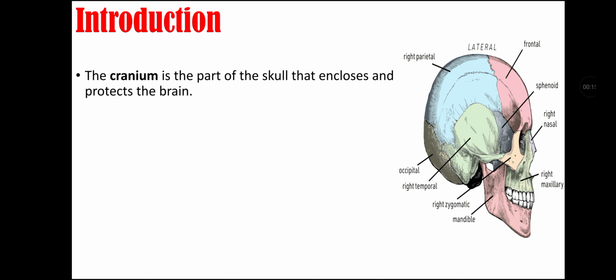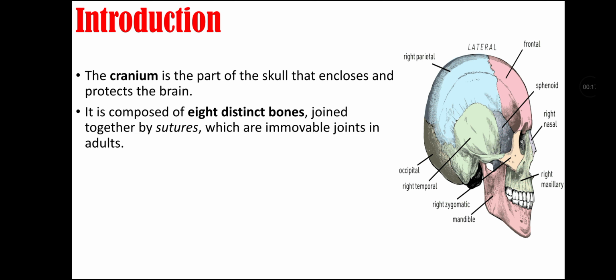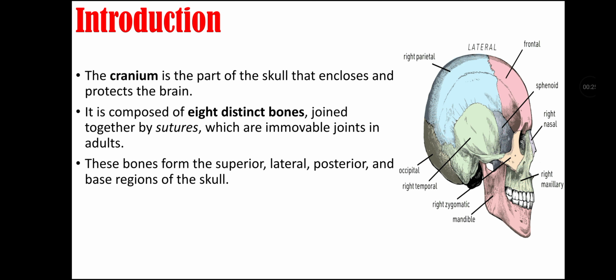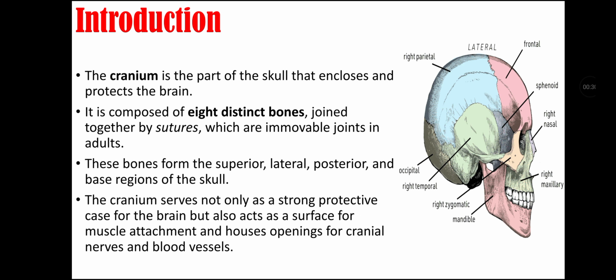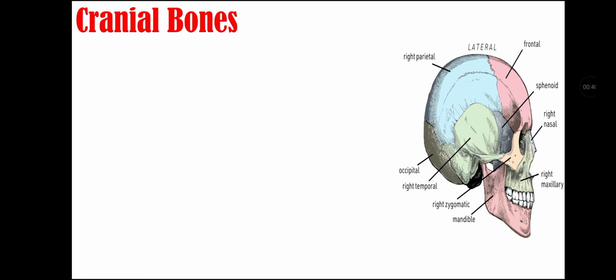The cranium is the part of the skull that encloses and protects the brain. It is composed of 8 distinct bones joined together by sutures, which are immovable joints in adults. These bones form the superior, lateral, posterior, and base regions of the skull. The cranium serves not only as a strong protective case for the brain, but also acts as a surface for muscle attachment and houses openings for cranial nerves and blood vessels.